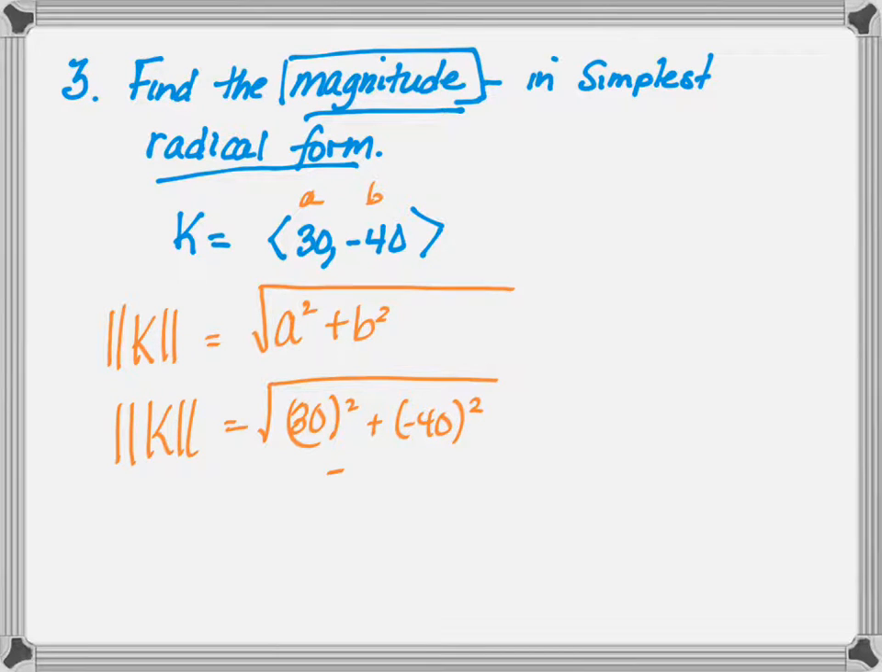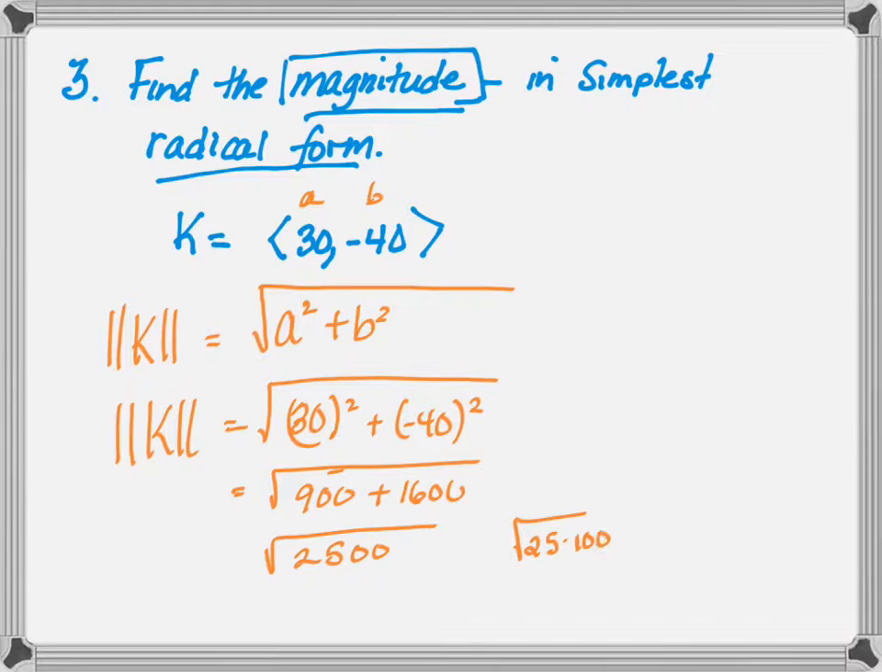Now you can use your calculator on this test so you can figure it out that way, or I can just know this is 900 plus 1600, which is 2500, which is... I'm sorry. Let me back up a little bit. That's 25 times 100, which is 5 times 10, or 50. So the magnitude would be 50. So it says in simplest radical form, but it ended up being a whole number. So you can just ignore it if necessary.